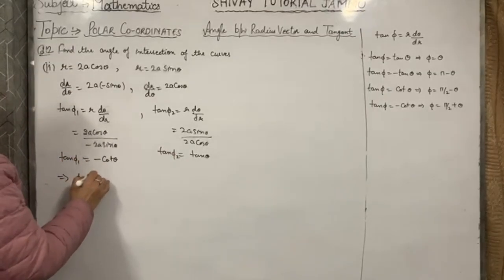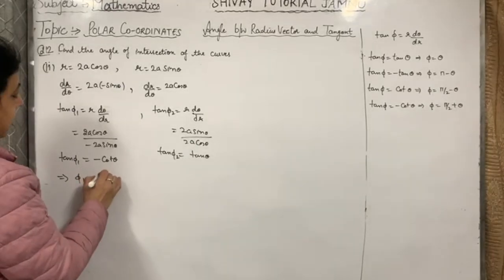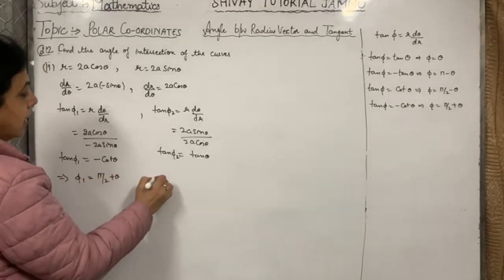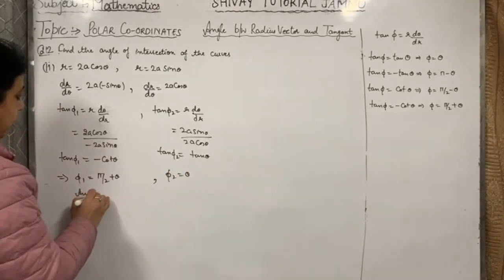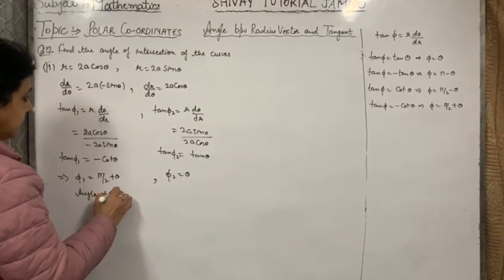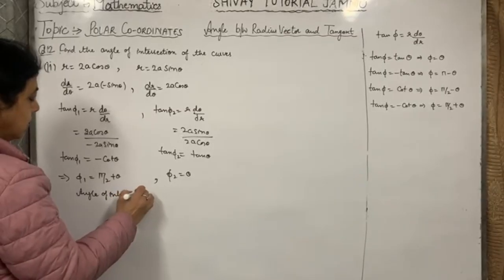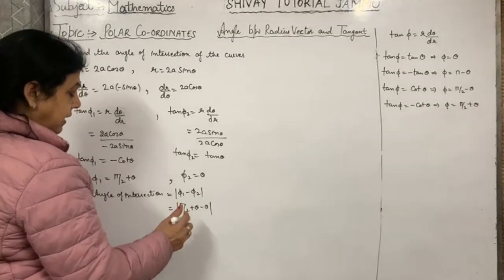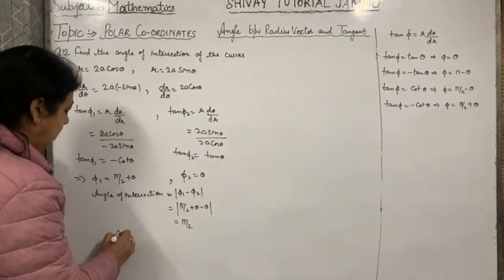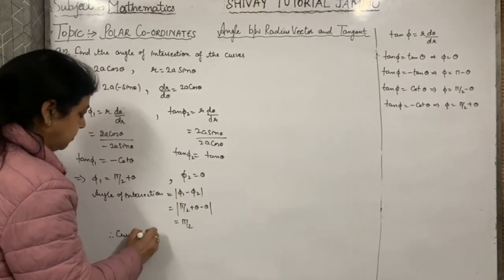This means phi 1 is pi by 2 + theta and phi 2 is theta. What is the angle of intersection? Pi by 2 + theta - theta, that is pi by 2. Therefore, the curves are orthogonal.